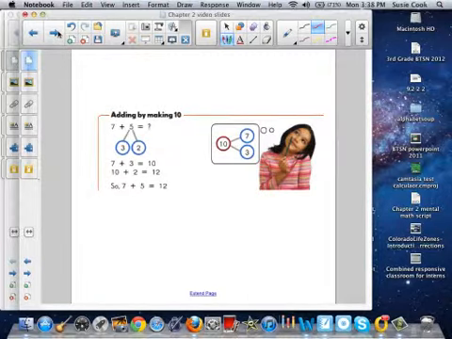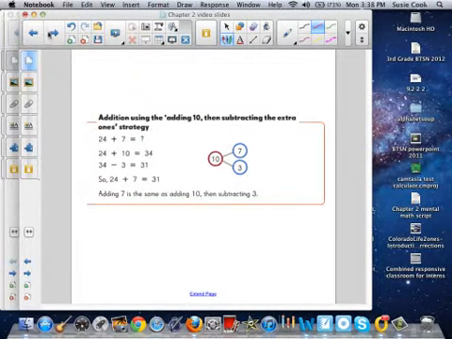Next, you learned to use number bonds to add by making 10. What is 7 plus 5? We know if we break 5 into 3 and 2, we can do 7 plus 3 equals 10, and 10 plus 2 equals 12, so 7 plus 5 equals 12.